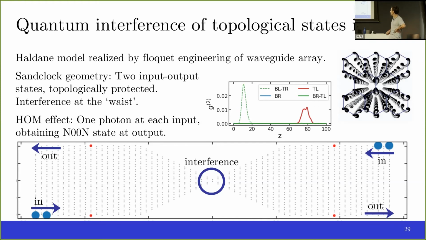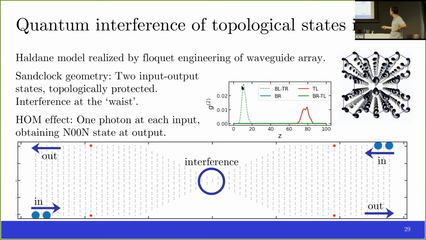And for this system, I have successfully performed simulations of the Hong-Ou-Mandel effect. What is the Hong-Ou-Mandel effect? The input is one photon at each input. So we have one photon here, one photon here, and the output is either two photons on one output, or two photons on the other output. So this is measured by the two-particle correlation functions between the different inputs and outputs.